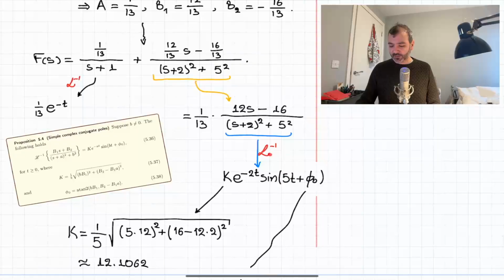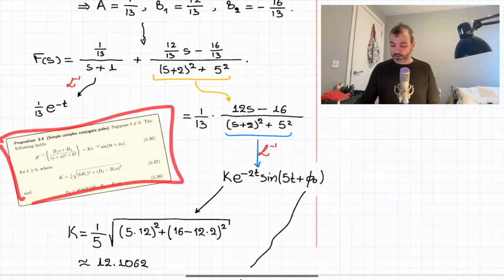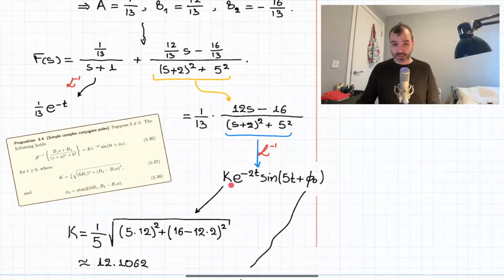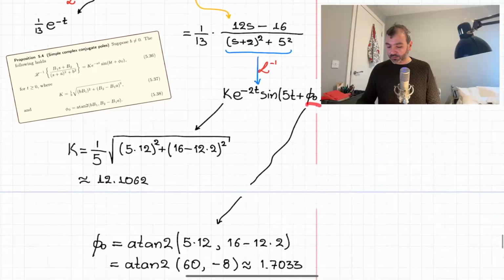I can take the inverse Laplace transform, and from the proposition you see here, we know that this is equal to k times e to the minus 2t times sine of 5t plus phi naught. 5 is this 5, and this minus 2 is this 2.